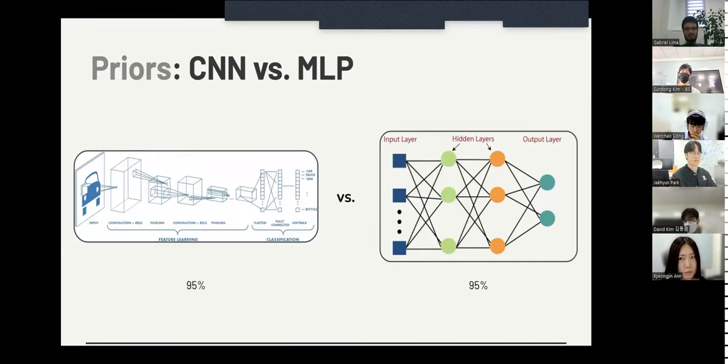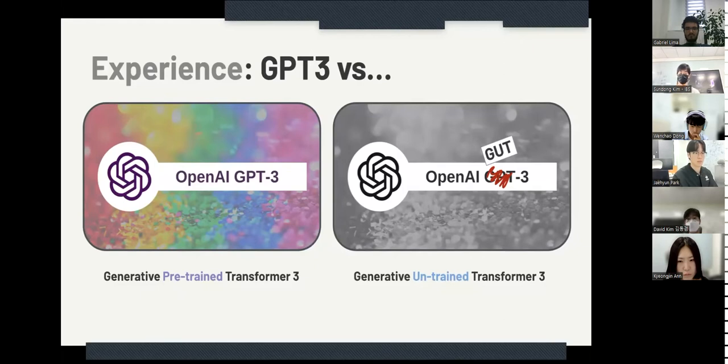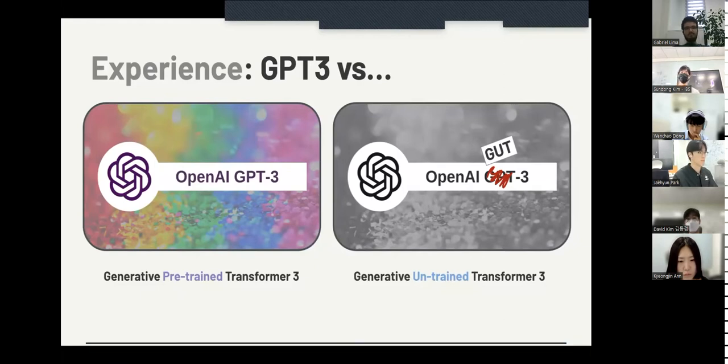Next, we talk about experience. So I want you to think about GPT-3, Generative Pre-trained Transformer 3, and let's compare its performance to a newborn version of itself, which we'll call GUT3, Generative Untrained Transformer. And let's say that we give it a prompt and make it write some sort of essay. Of course, GPT-3 writes a very beautiful, eloquent essay, whereas GUT3 writes garbage.